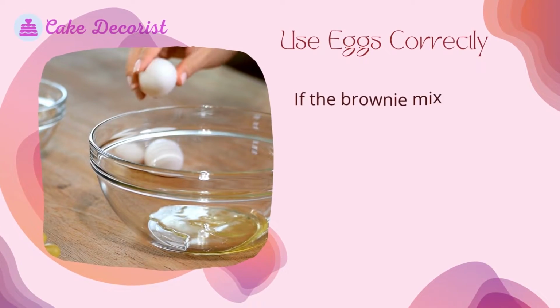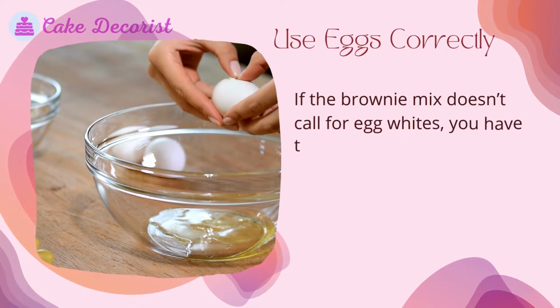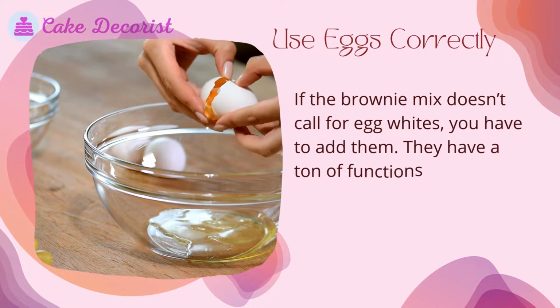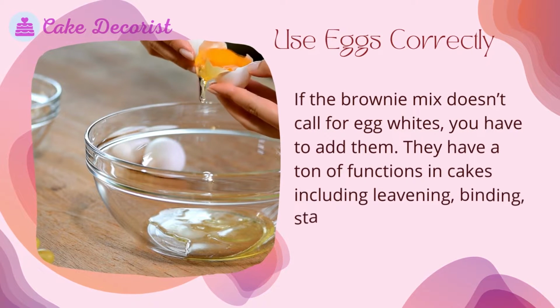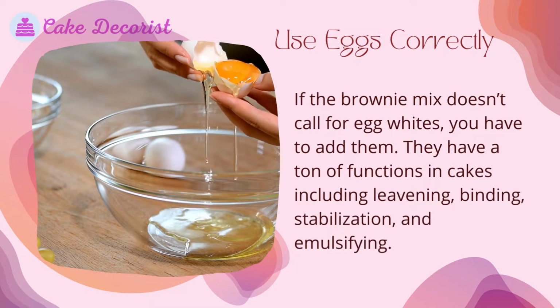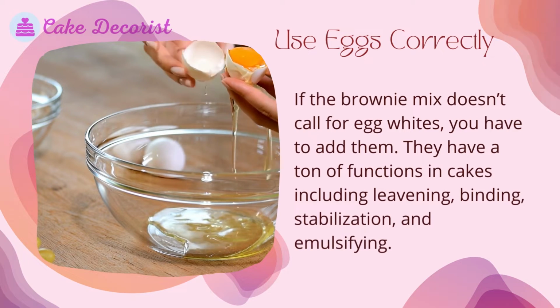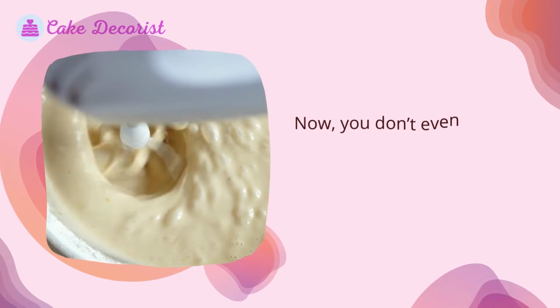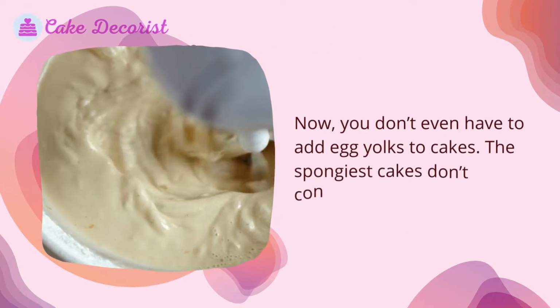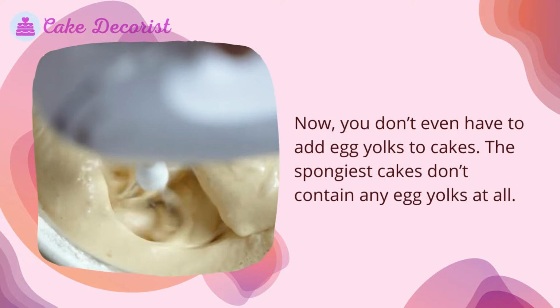Use eggs correctly. If the brownie mix doesn't call for egg whites, you have to add them. They have a ton of functions in cakes, including leavening, binding, stabilization, and emulsifying. Now, you don't even have to add egg yolks to cakes. The spongiest cakes don't contain any egg yolks at all.